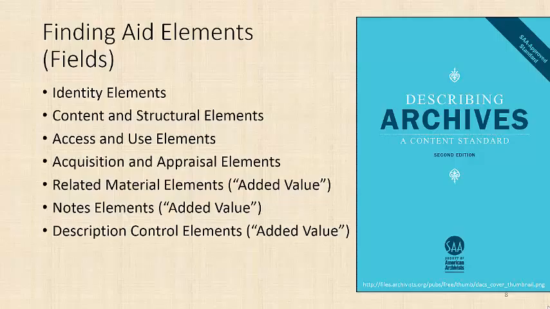Now, DACS talks about minimal level finding aids, optimum level finding aids, and added value finding aids, at least elements within finding aids. So you see that the identity elements, the content and structural elements, the access and use elements, the acquisition and appraisal elements all belong in the minimal or optimal finding aid. The related material elements, the notes elements, and description control elements are all in the added value finding aids. Not every finding aid contains all of these elements. Let's break these elements down into their component parts.